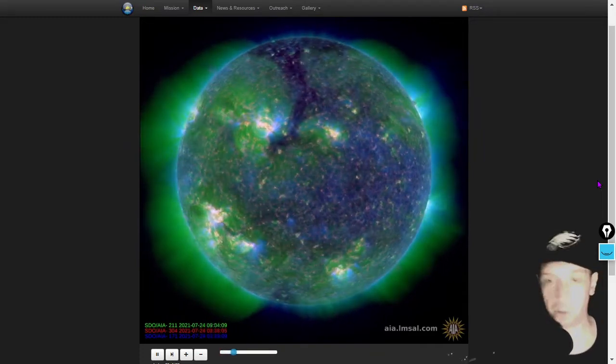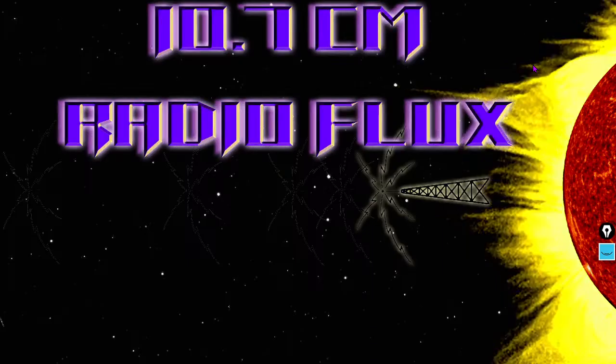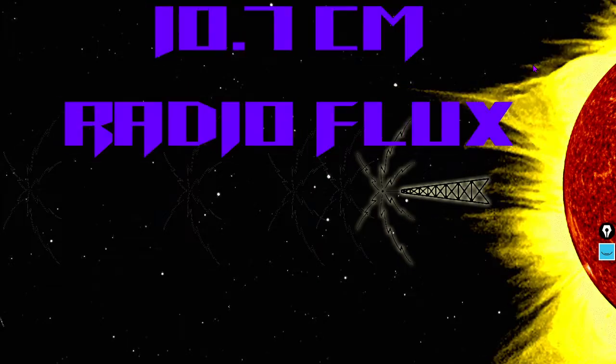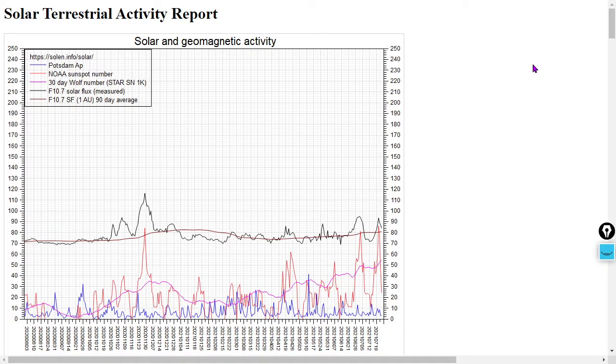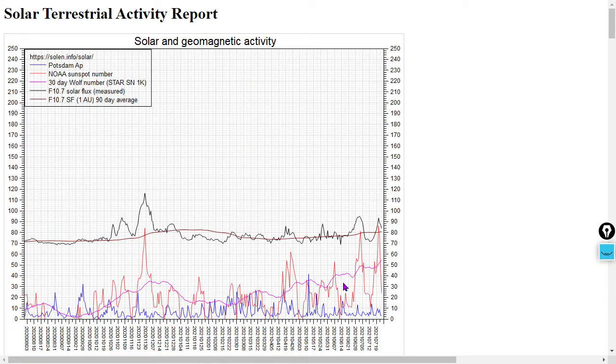Let's run through a whole bunch more data because there's lots of stuff to cover. Here's a diagram of the solar system. We'll advance it 1 week. Did you enjoy full moon? That's where things will be in 1 week. The radio flux is, I think, at 87. The Space Weather Enthusiast dashboard usually gives us good information. Oh, down to 84. Okay, so here's the 1-year chart of the radio flux.